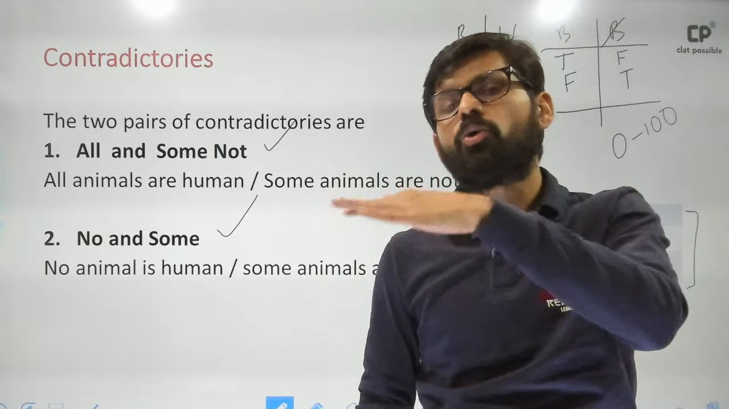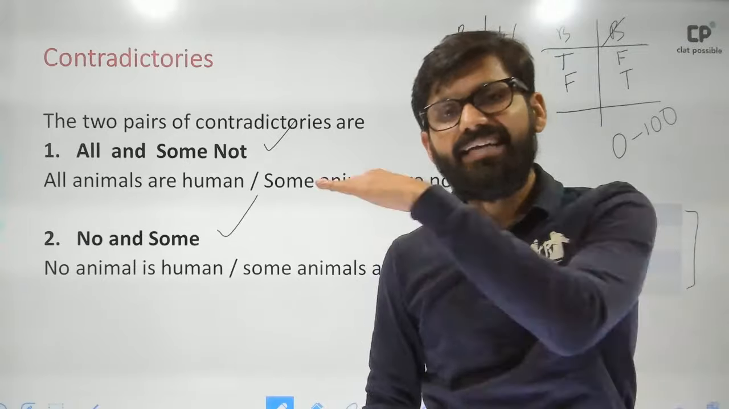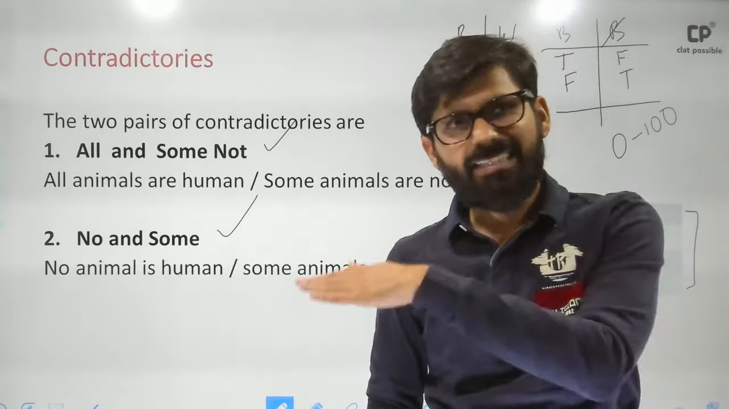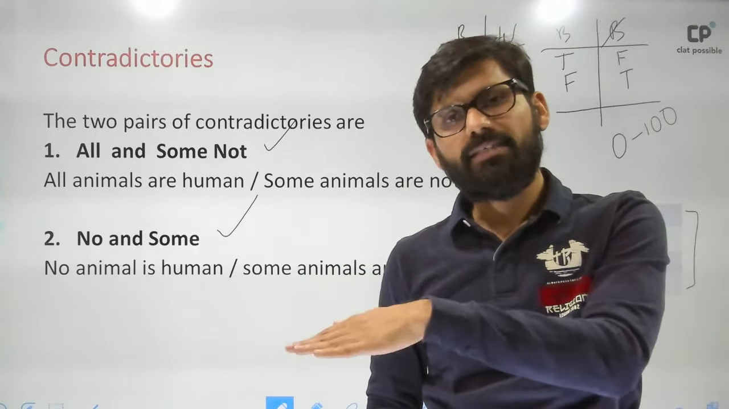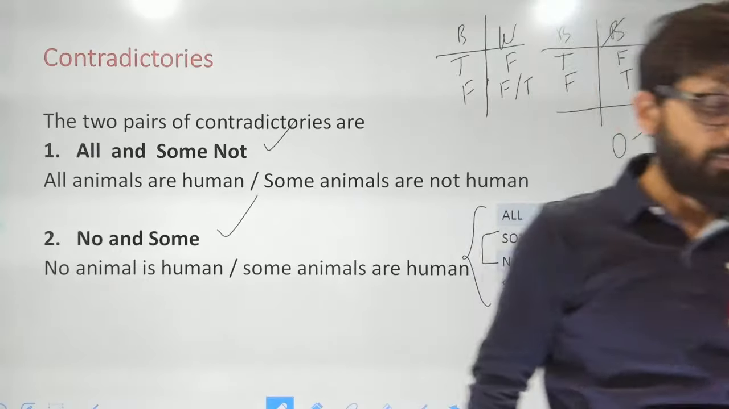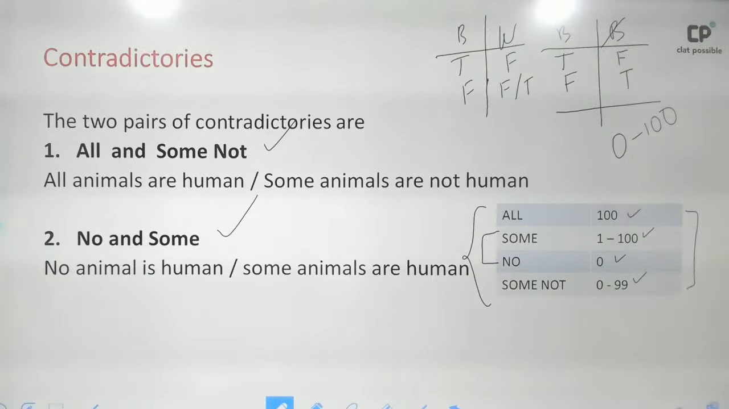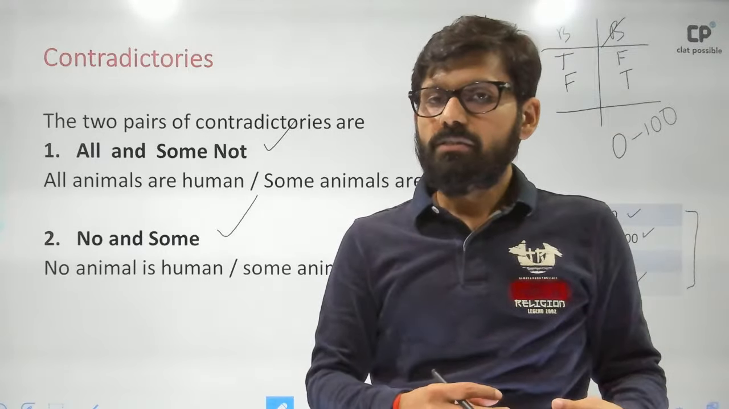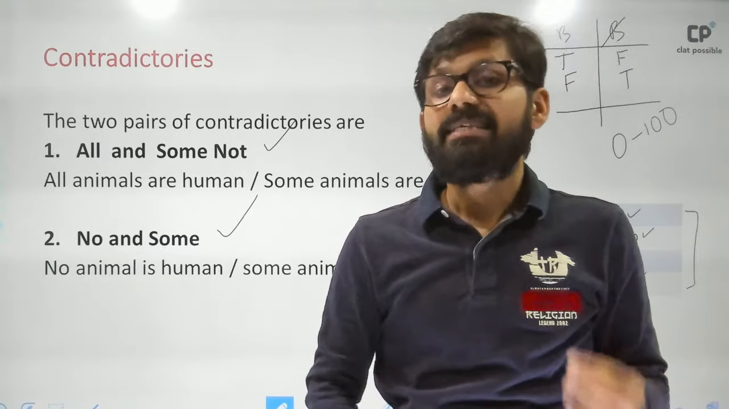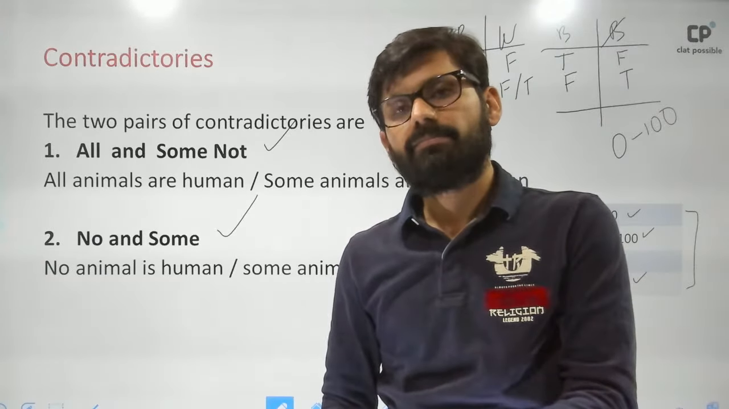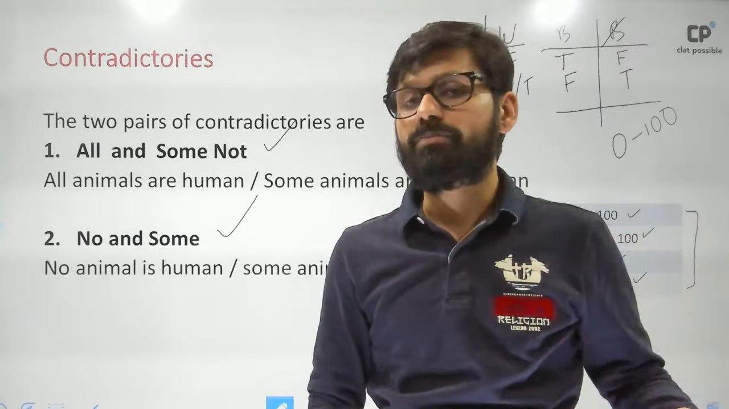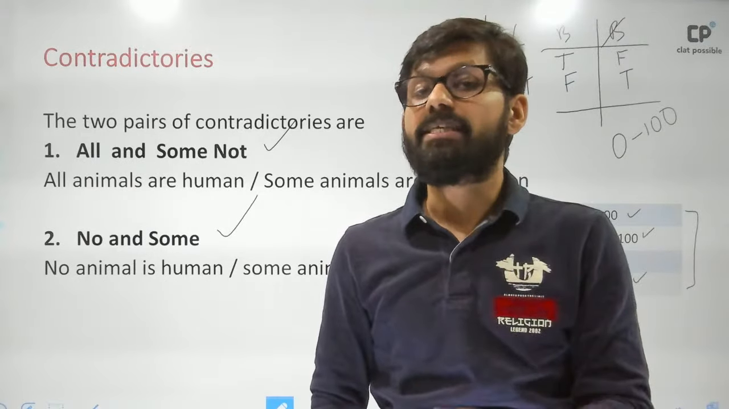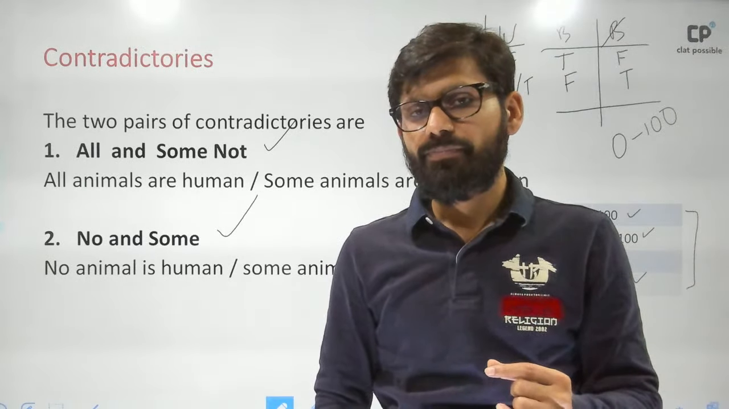Option one is No A is B, and the second option is Some A are not B, right? And third is neither, fourth is both. Okay? So, if All A are B is false, what is necessarily true is Some A are not B. No A is B is only a possibility. It is not necessarily true, right?